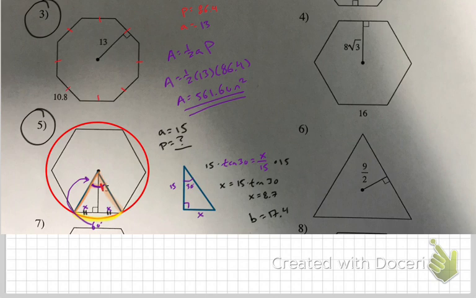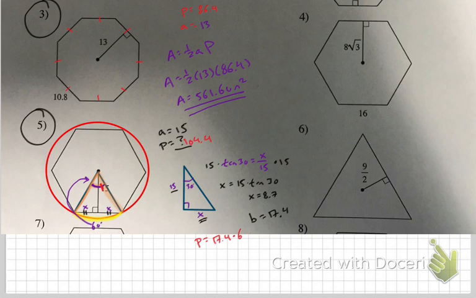Now, what if I did the 30, 60, 90? Well, this is my x root 3 side. This is my x side, so I would do 15 divided by the square root of 3. I still get 8.7. So either way, I get 8.7. So now that I know that this side length right here is 17.4, all I have to do to get my perimeter is do 17.4 times the number of sides that I have. So 17.4 times 6 gets me 104.4.